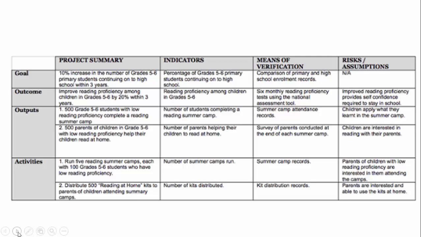Now, this is the one we are all accustomed to, most of us today. It's the logical framework. As you can see, you've got the project summary, goal, outcome, outputs, activities. You've got the indicators, you've got the means of verification, and the risk assumption. So this one is common.